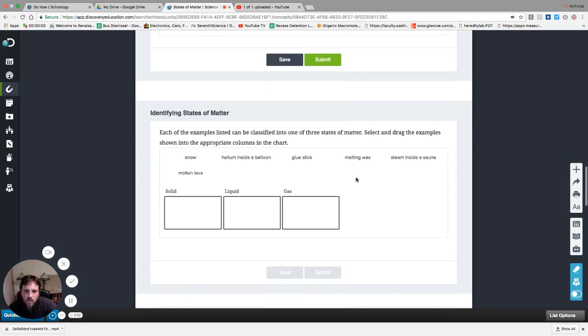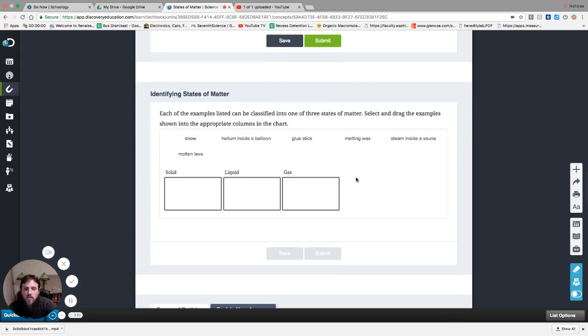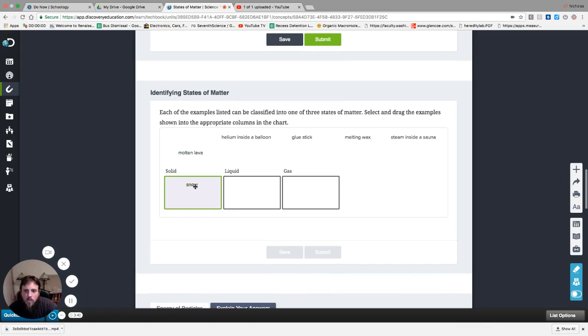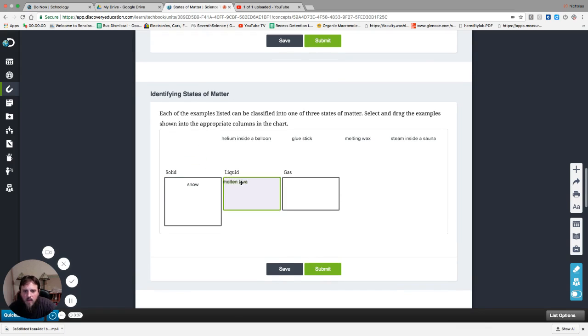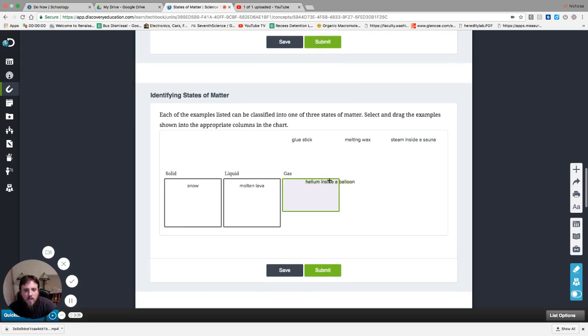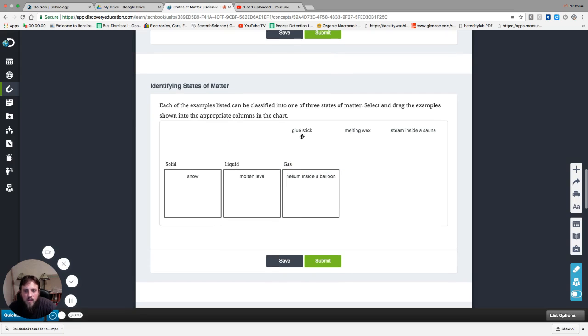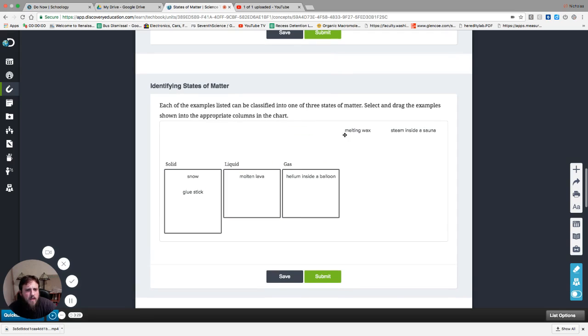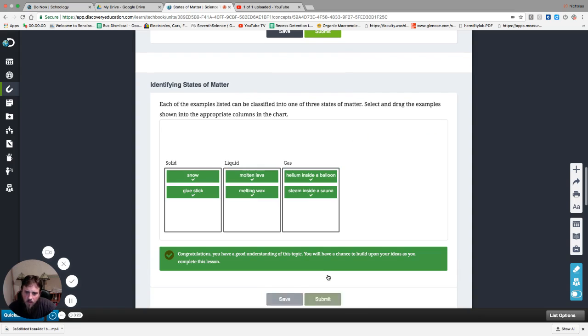Right? So then we are asked to sort things into their state. And you will have an opportunity to do this later in our lab, believe it or not. You're going to have to tell me what state of matter something is in. So we know that snow is a solid, molten lava is a liquid, helium gas inside a balloon is a gas, a glue stick, I'm going to go with is a solid. Melting wax, I think, is a liquid, and steam inside a sauna is a gas. Let's see if I'm right.